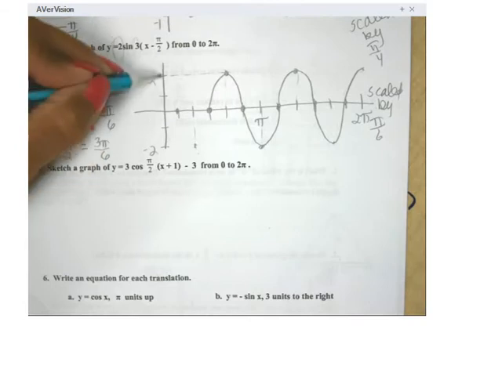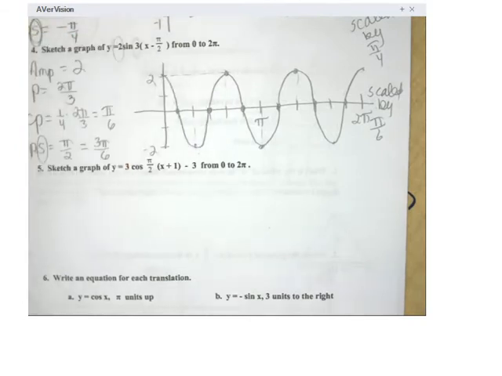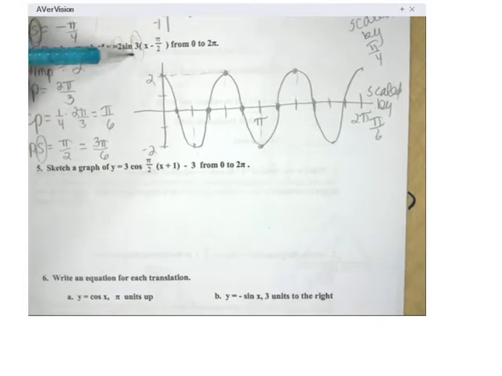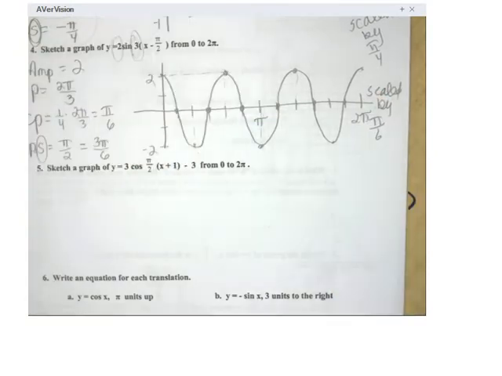And I do have to back it up because I have to graph from 0 to 2 pi. Now I also remember I'm supposed to have 3 cycles between 0 and 2 pi, and I see 1, 2, 3, so I'm good to go.